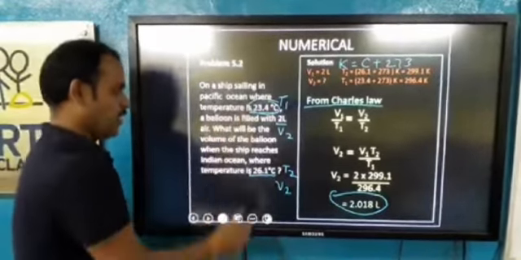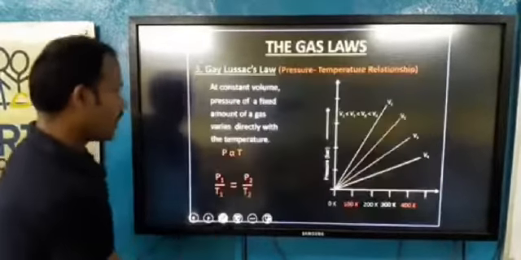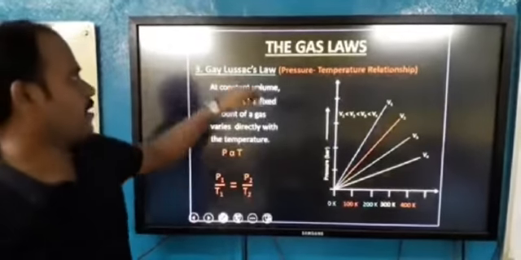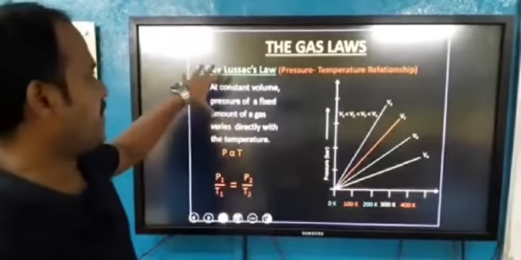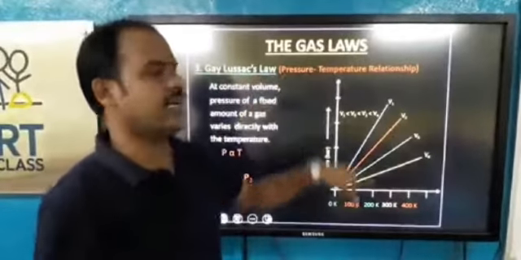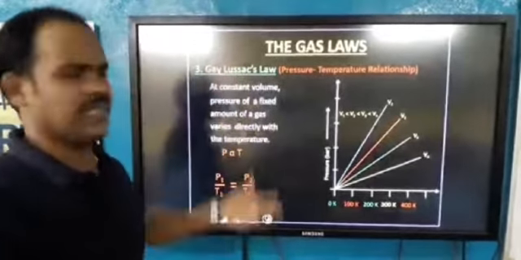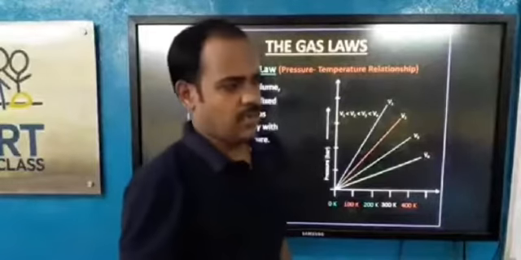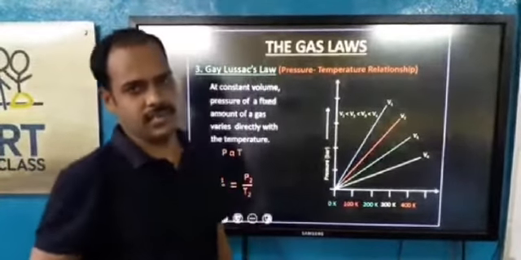Okay, so in this way we can solve numericals. The third law is Gay-Lussac's law. This law predicts the relation between pressure and temperature. So pressure and temperature, it's a simple thing. In our kitchen, if you are cooking rice in a cooker, then you can understand this thing very, very easily.